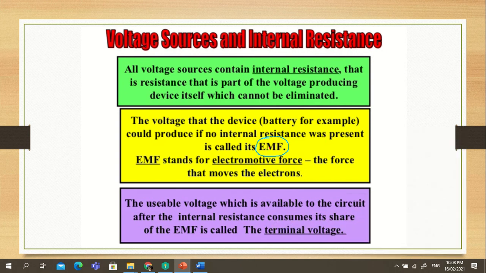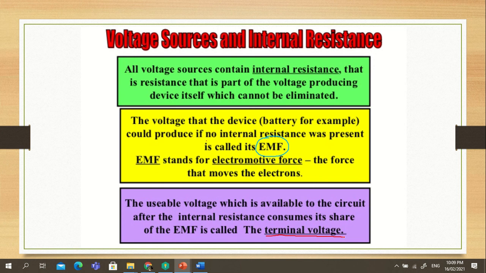Okay, so remember that. What is electromotive force? EMF stands for electromotive force, the force that moves electrons. Remember, if no internal resistance, the voltage we call EMF. The usable voltage which is available to the circuit after the internal resistance consumes its share of the voltage is called the terminal voltage. So remember this term, class.